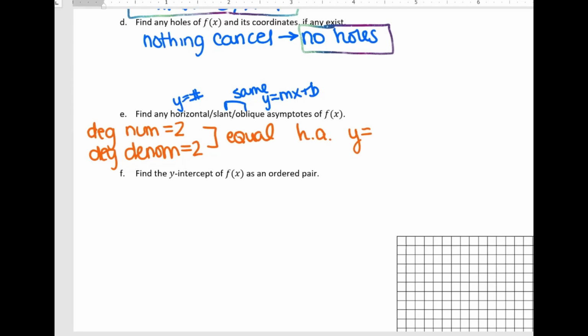So if we're looking at our unfactored form, we had a 2x squared in the numerator, so 2, and a 1x squared in the denominator, so coefficient of 1, which means our horizontal asymptote is y equal to 2. We don't leave it as 2 over 1, simplify it down. And you have to have the y equals, otherwise you do not have the equation of the asymptote.